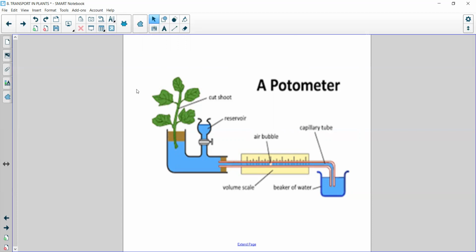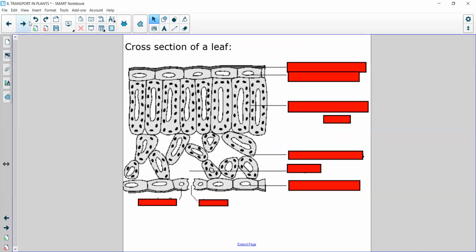All right, now we've spoken a little bit about our first transport system, the xylem, how it's involved in water movement. We've also then discussed what transpiration is and what can affect it. What we now need to consider is why we need this water, so looking at photosynthesis. And as we've said, photosynthesis takes place within the leaf.